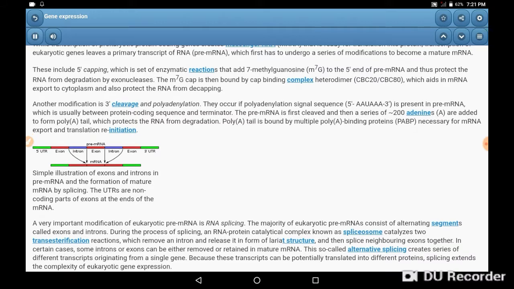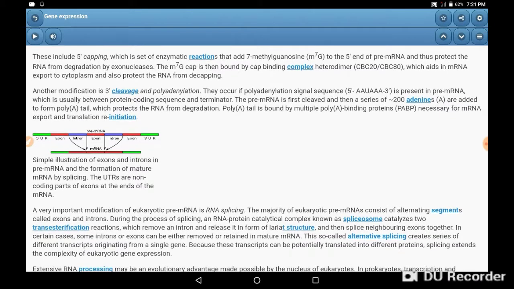These include 5' capping, which is a set of enzymatic reactions that add 7-methylguanosine, m7G, to the 5' end of pre-mRNA and thus protect the RNA from degradation by exonucleases. The m7G cap is then bound by the cap-binding complex heterodimer, CBC20/CBC80, which aids in mRNA export to the cytoplasm and also protects the RNA from decapping, another modification.